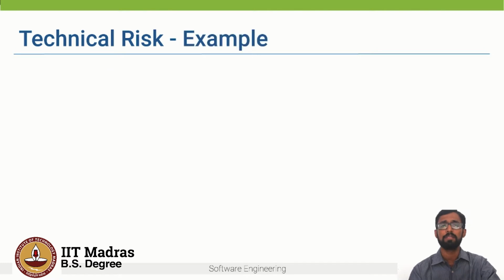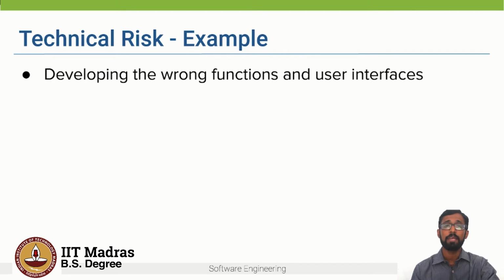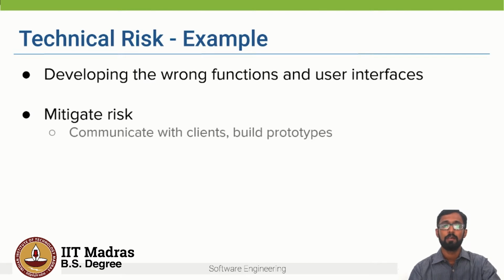So what are examples of technical risks? One is the team develops the wrong functions or the user interfaces. And this can occur mainly due to ambiguous or incomplete requirements which we get from clients. So how can we mitigate this risk? We have seen this earlier also. We need to communicate with clients or we build prototypes and get feedback from them so that we do not develop the wrong functionality or interface.